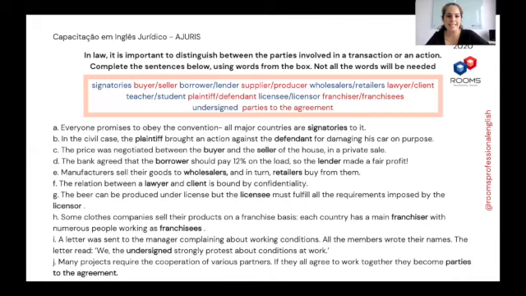A letter was sent to the manager complaining about working conditions. All the members wrote their names, and the letter read, "We, the undersigned, strongly protest about conditions at work." Many projects require the cooperation of various partners. If they all agree to work together, they become parties to the agreement.